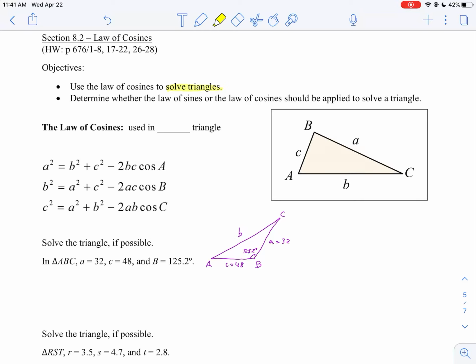Welcome to the next section. We're going to take a look at the law of cosines. Now, some people really get hung up on, oh, you use law of sines here and you use law of cosines there. What I would encourage you, the law of sines typically is easier to use.